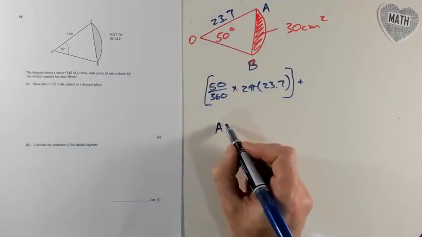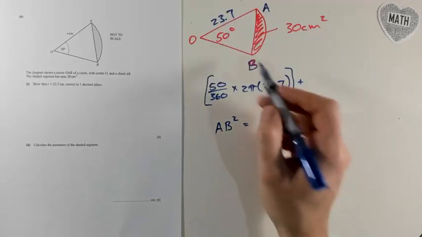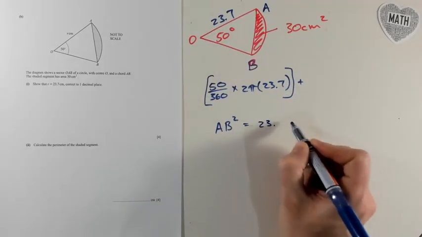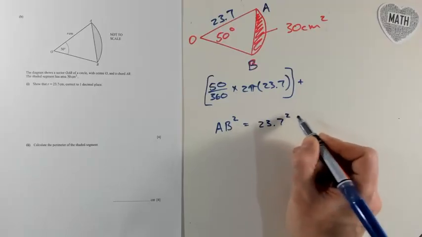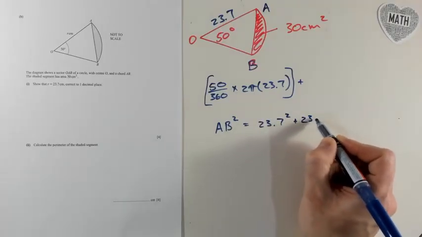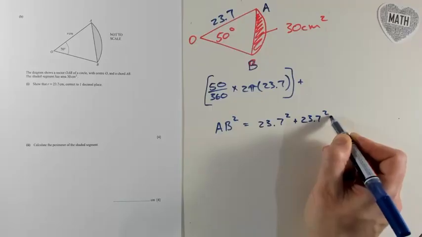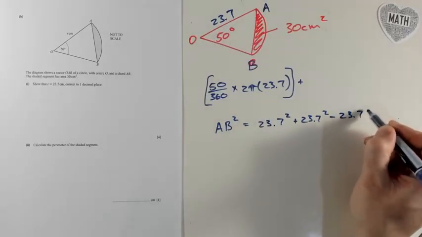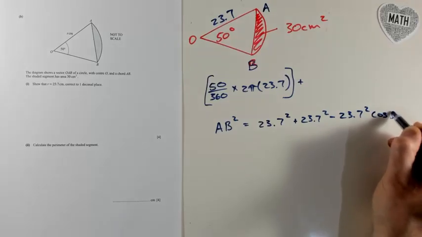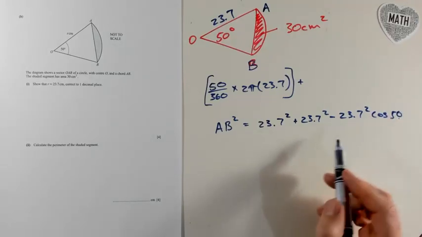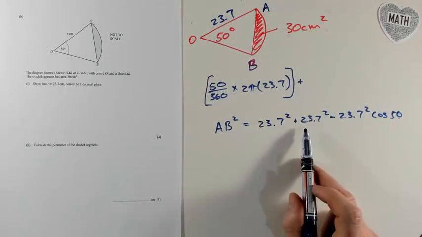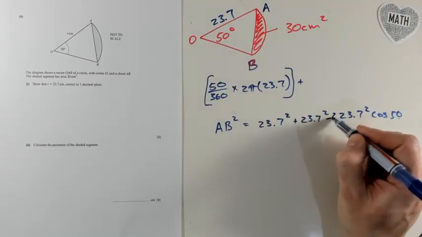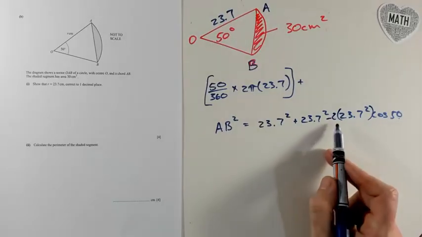So I know AB squared, I'm going to have to use the cosine rule actually. So AB squared is going to be 23.7 squared plus 23.7 squared minus 23.7 squared cosine 50. Let me just double check. So it's one squared plus the other squared minus, oh no, the minus 2. There's a 2 in here. Sorry, minus 2 times this.